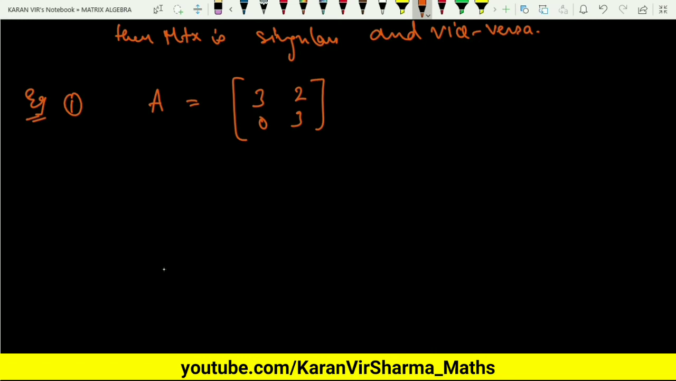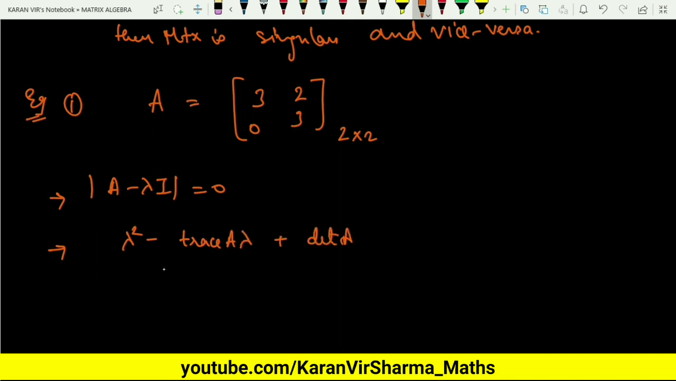So the first example is if I choose A to be a 2 cross 2 matrix whose entries are 3, 2 and 0, 3. Now if you are interested to find out the characteristic polynomial, you can go by any of the ways. Either you can do A minus lambda I and then take the determinant which is equal to 0. But if you are preparing for an exam and you want to save some time, you should apply the formula directly. In case of a 2 cross 2 system, we know the characteristic polynomial looks like lambda square minus the trace of A into lambda plus the determinant of A. So that is what you have to do.